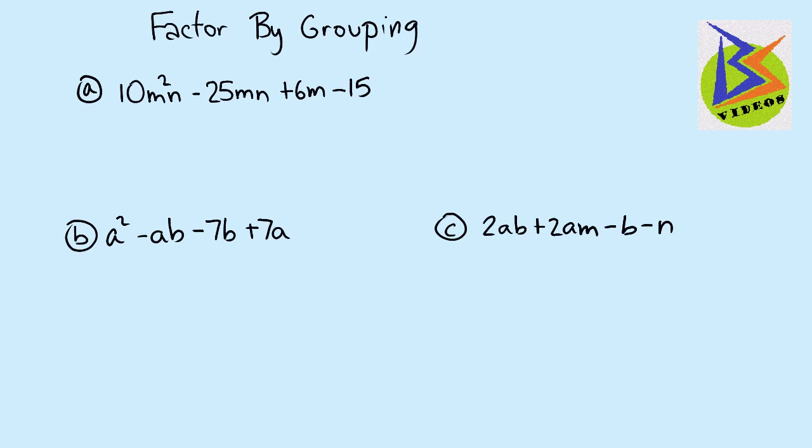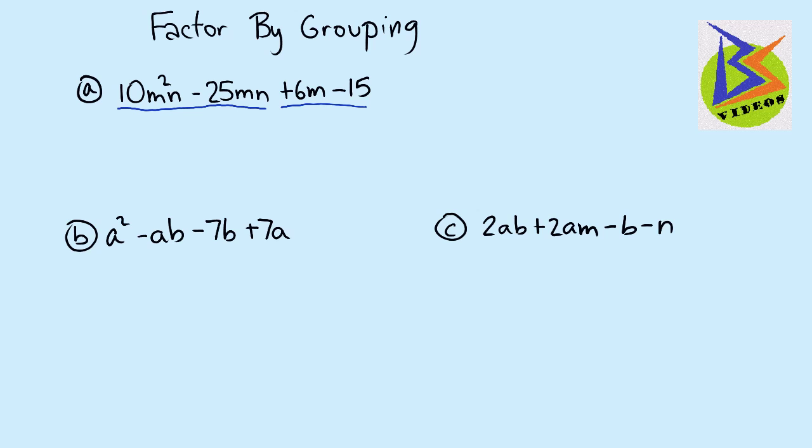All right, in this video we're going to talk about factoring by grouping, and we're going to take a look at 3 examples here. The first example says 10m squared n minus 25mn plus 6m minus 15. What we want to do is group these together into 2 different groups. Then we're going to pull out the greatest common factor from each group.